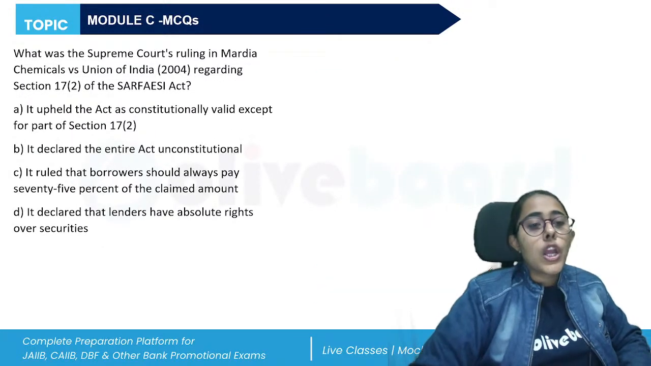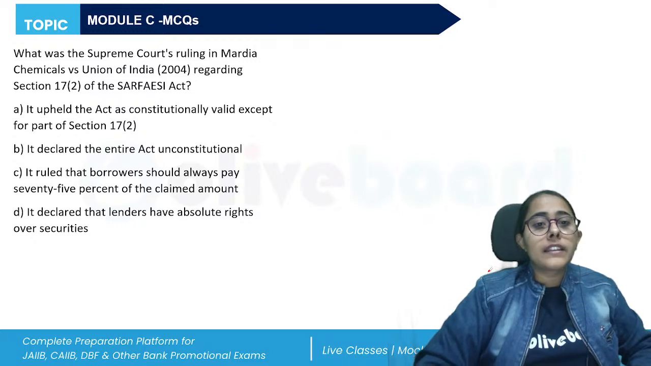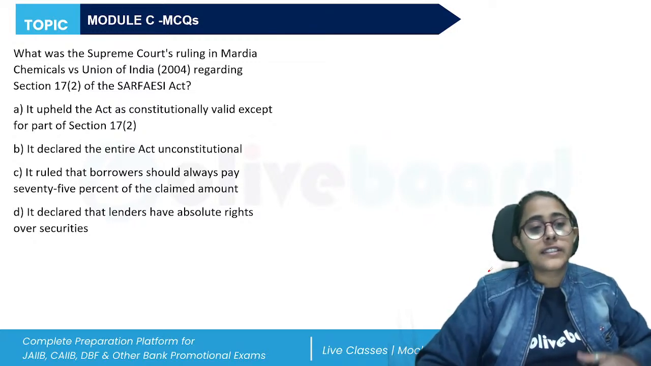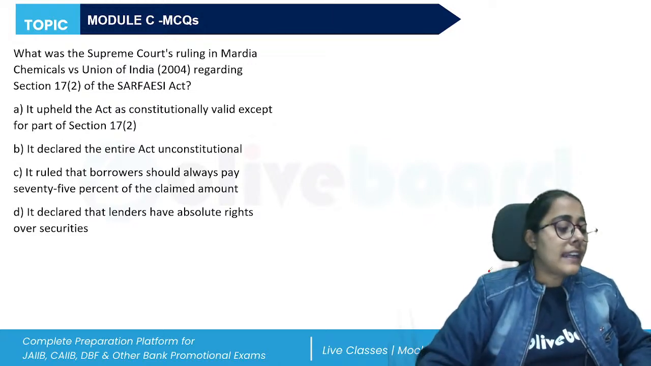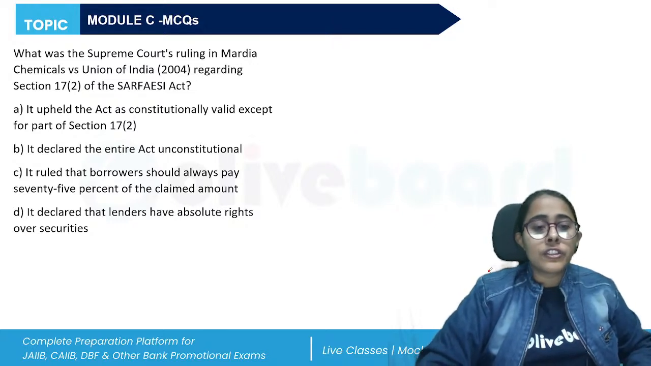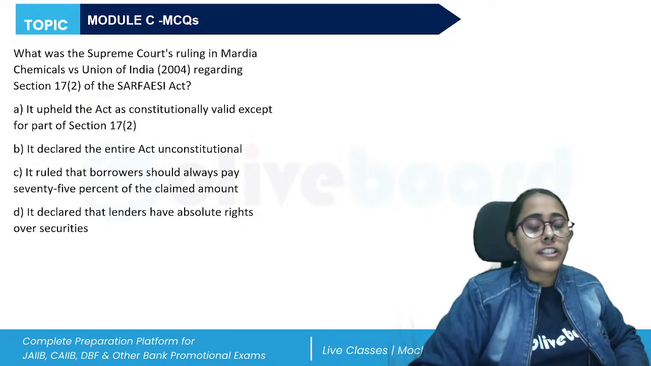Next question. What was the Supreme Court's ruling in Mardia Chemicals versus Union of India regarding Section 17(2) of the SARFAESI Act? Whenever any case has been mentioned, it becomes important to know what order was given, what decision was taken. So the options: it upheld that the act is constitutionally valid except for the part section 17(2).